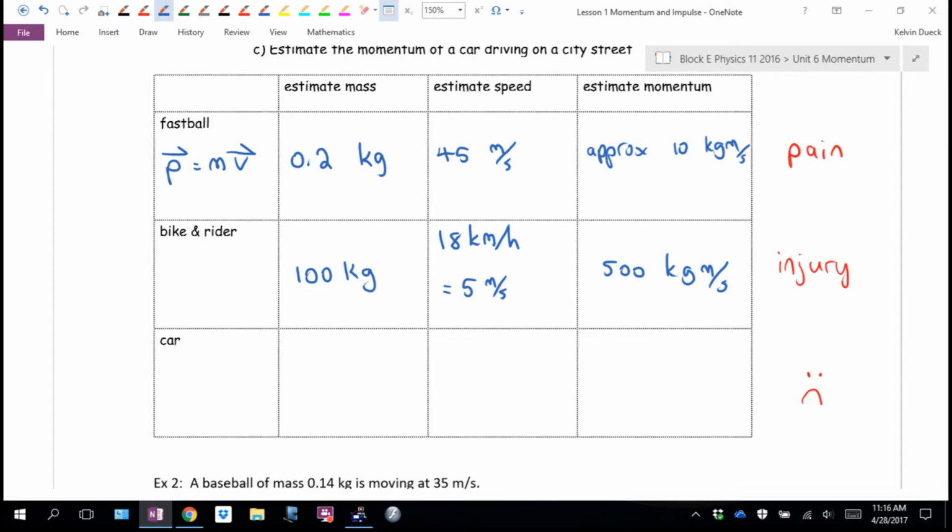Car! Mass, roughly, guess. 2,000 pounds, divide that by 2.2. 909. 909 kilograms, let's call it a nice round number, because cars have a big range of masses.